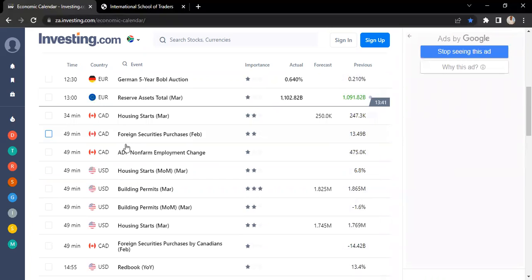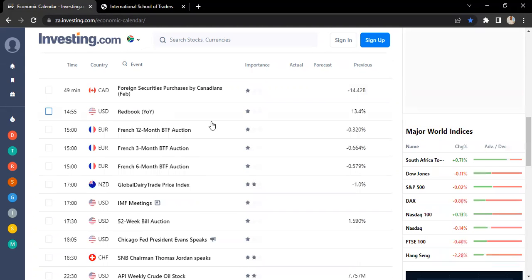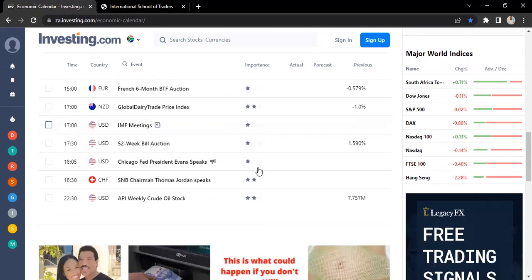We do have non-farm employment change and also foreign securities purchases from Canada. And then we do have building payments in the US that is coming through. And then we do have a couple of news coming from France, it's going to affect the euro. The IMF meeting will be at 1700 today. And then we do have news later on, like API, weekly crude oil stocks, right? Cool. That is what we're looking at.